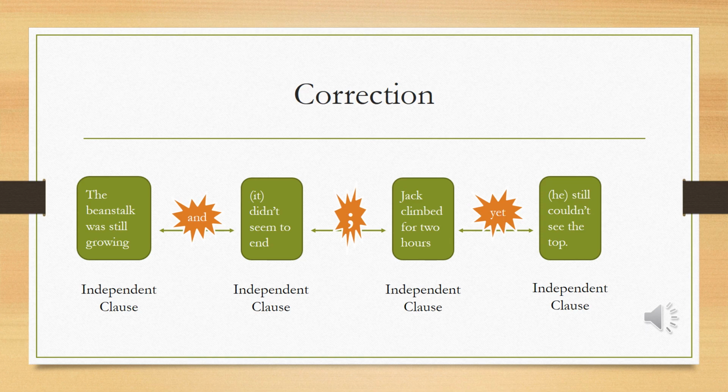We can omit the it in the second clause, and if you wish to, you can also omit the he in the last clause, but I decided to keep it because it feels like you're insisting on it. You know, he climbed and climbed and he still couldn't see the top, right? So there's an insistence to it.